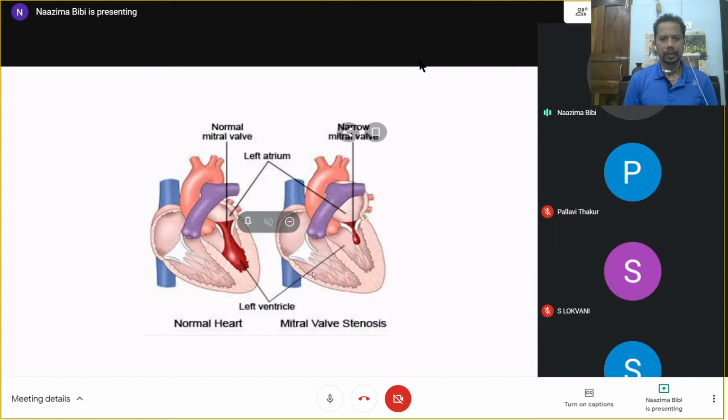Then an echocardiography can be done. On echo, what will you see? Mitral stenosis of the mitral valve. Calcification you can see, and stenosis you can see, and you can check the mitral valve area.